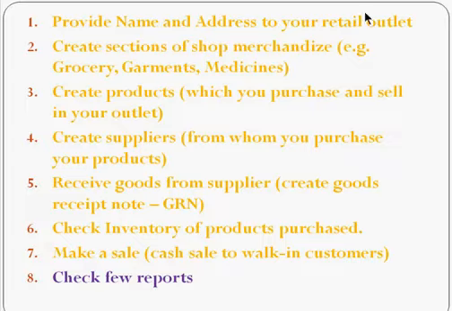So far we have completed the complete retail cycle. We provided name and address to our shop. We created 2 departments, the grocery and bakery. We created 4 products. We created 2 suppliers. Then we received goods and created 2 goods receive notes, one from one supplier, one from the other. Then we checked the inventory of purchased products. We made a few sales. And now finally we will check a few reports in Candela.